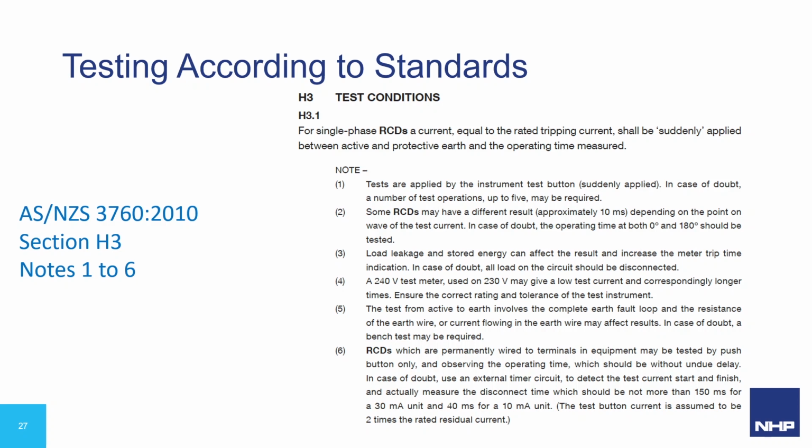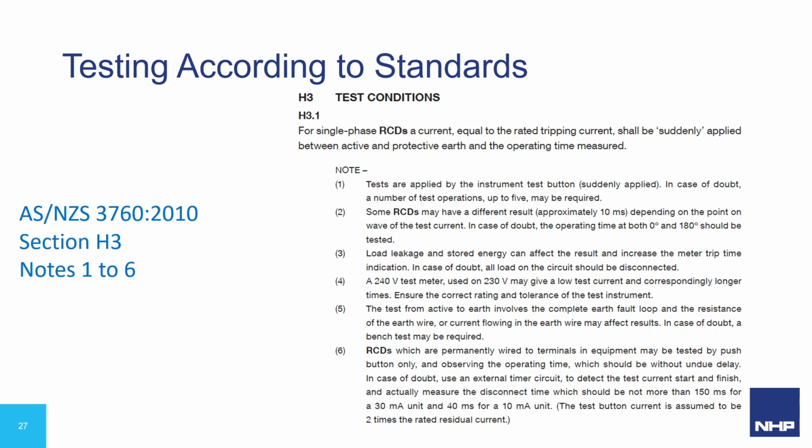So we look at tested at 1 times I delta n, the trip time, and pass or fail, and then the date of the next scheduled test. If the device fails a test, which is fails to trip or exhibits a time exceeding the 300 milliseconds in the case of type 2 devices, the RCD must be disconnected from the final subcircuit and retested. Now, if the device again fails a test, it should be removed and bench tested for verification.